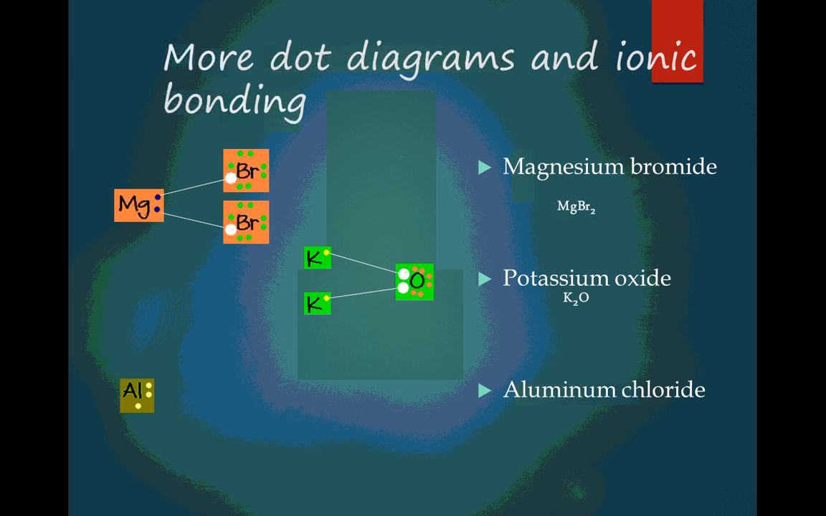And now we have aluminum. Aluminum has 3 valence electrons. If it bonds with chlorine, each chlorine can only take 1, so it's going to take 3 chlorines to bond with 1 aluminum. So the formula then will be Al, because aluminum is positive when it loses its electrons, and Cl3, 3 Cls.